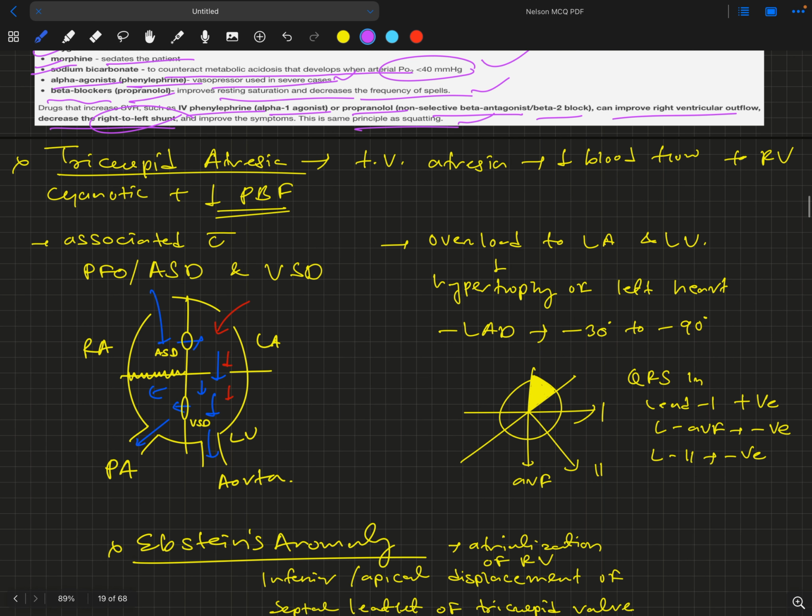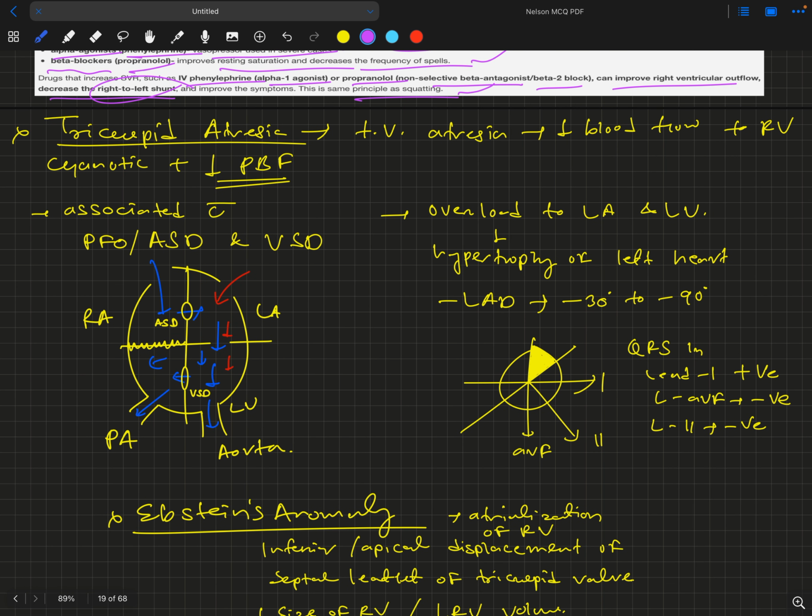Now let's move on to tricuspid atresia. In tricuspid atresia, there is an atretic tricuspid valve that leads to decreased blood flow to the right ventricle. It is a cyanotic congenital heart disease, and there is decreased pulmonary blood flow. Tricuspid atresia is often associated with ASD, PFO or VSD.